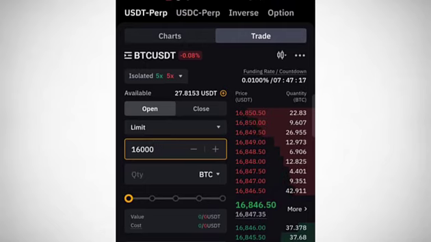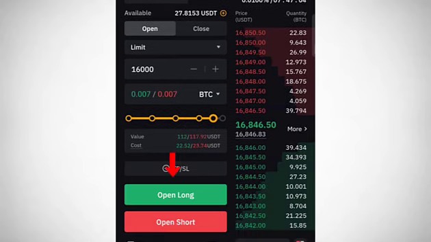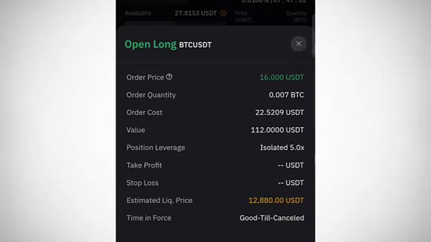Then I toggle this percentage bar to decide the amount of my capital I will use. If I toggle it to the right, you see the percentage keep changing. If I want to do 70% of my capital, I could leave it here, but let me do 95%. I could toggle it to 90%. Then when you click open long, Bybit gives you this order confirmation page. In this order confirmation page, you see order price, which is 16,000. You see order quantity, which is 0.007. You see order cost, which is $22.52, which means I will be opening this trade with $22.52.